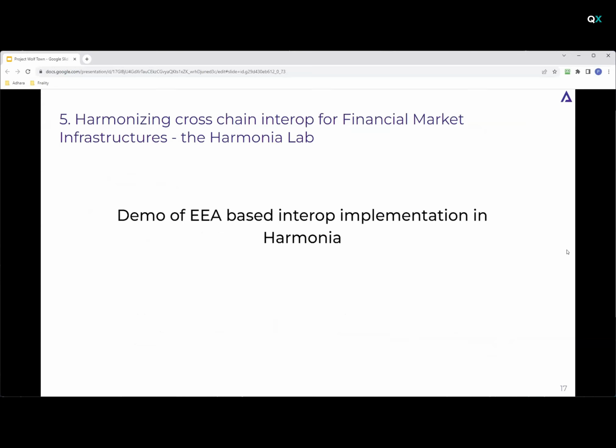Right. What we're going to do now, I think it's more interesting to see a demonstration of one of the implementations. It's based on an Enterprise Ethereum Alliance spec, based on the interop spec. So you'll see lots of references to it. And I'll hand over to Marelize. I'm going to stop sharing.